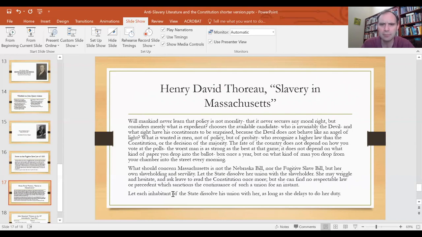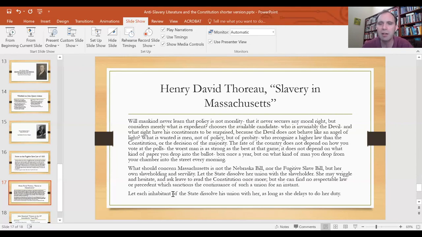Here he says, regarding the Constitution, what is one? It is men not of policy, but of probity, who recognize a higher law than the Constitution or the decision of the majority. The fate of the country does not depend on how you vote at the polls. The worst man is as strong as the best at that game. It does not depend on what kind of paper you drop into the ballot box once a year, but on what kind of man you drop from your chamber into the street each morning.